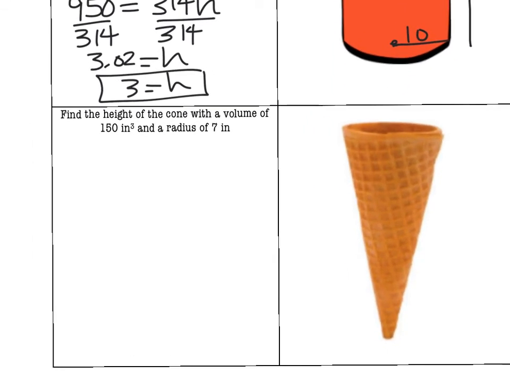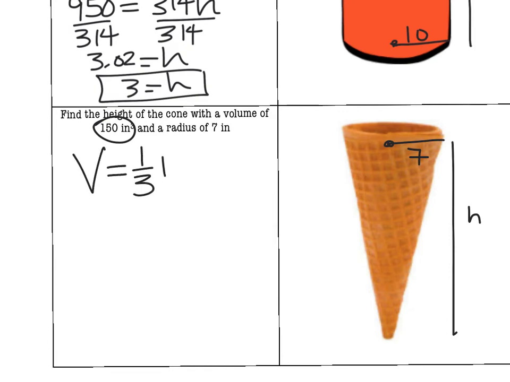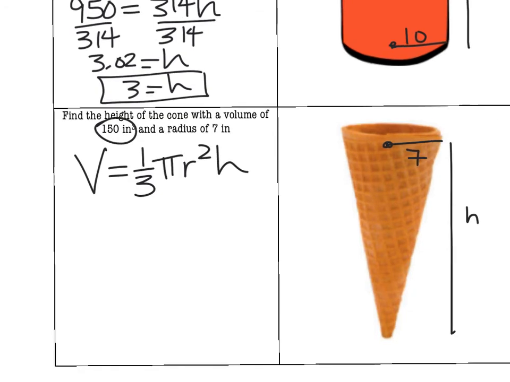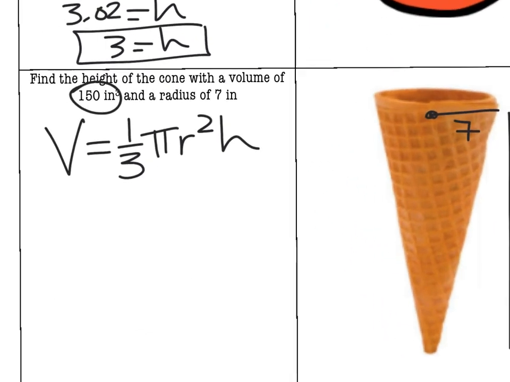Okay, so the height of the cone. So we're missing the height of the cone. The volume is 150. And the radius, so again, we have halfway across. Make sure that if you have all the way across, you cut it in half. So this one is 1/3 pi r squared h. Remember 1/3 because 3 of these cones make up one of those cylinders above it.